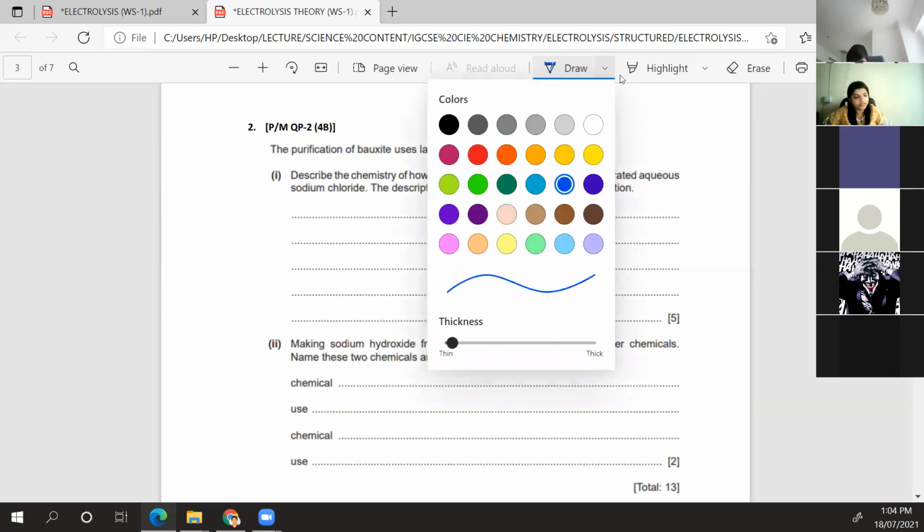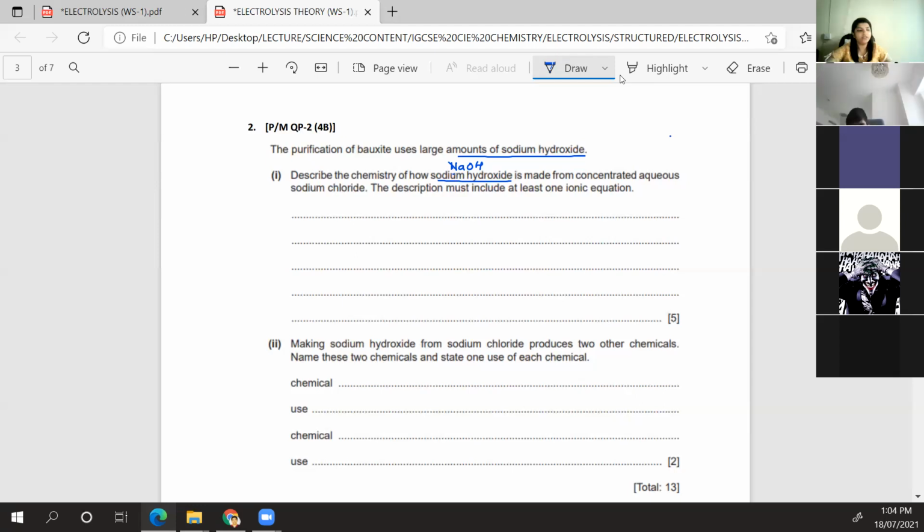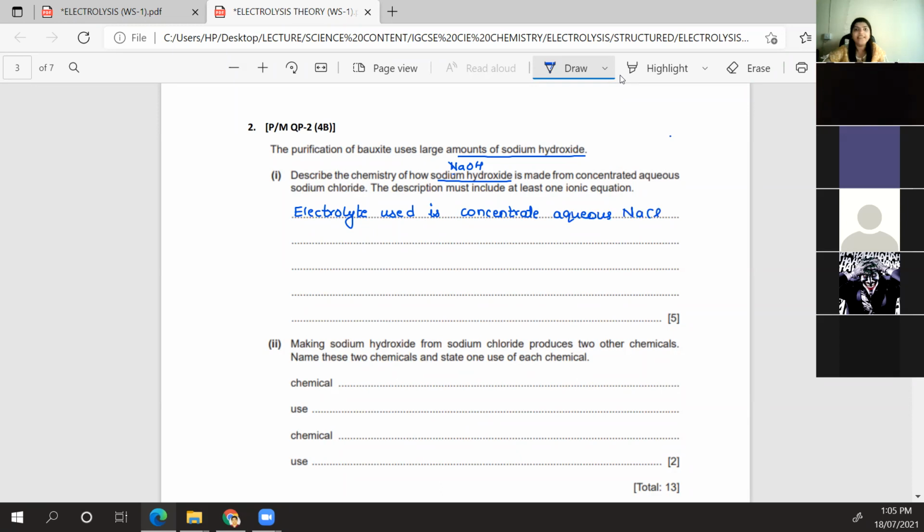How do we write such questions? We write what all things are required in an electrolysis. So we will write that electrolyte used is concentrated aqueous NaCl. At anode, chlorine gas is liberated. Or to be precise, we can also write greenish yellow gas, chlorine is liberated. At cathode, H2 gas is liberated.